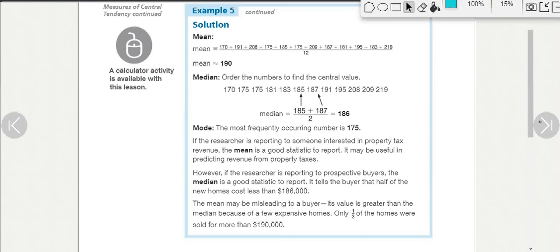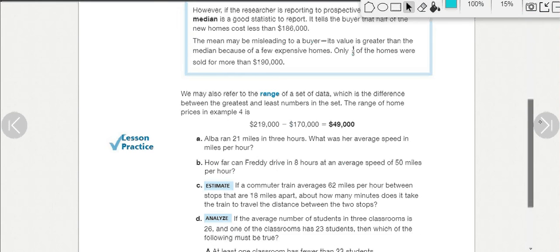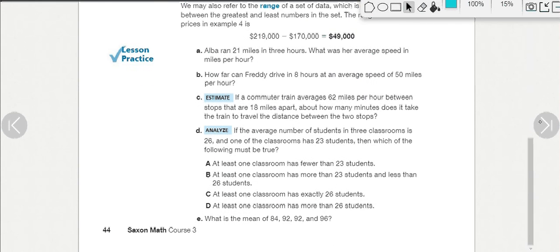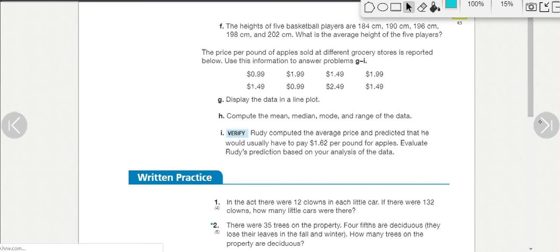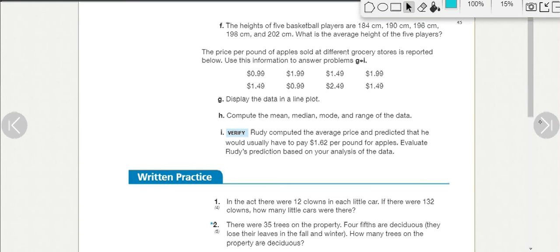That's all I'll say about that right now. This was a long lesson. Read about range on your own. I think you've used it before. Let's do letters D and E, please. Hopefully that goes okay for you. D, E, F. Let's do those 3, please. Thank you.